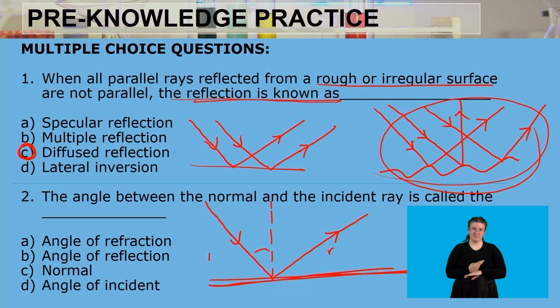So the angle between the normal and the incident ray is called your angle of incidence. Now the angle between the reflected ray and the normal is called your angle of reflection. So the angle between the normal and the incident ray is called the angle of incidence. So therefore that is going to be D. Our answer is D.